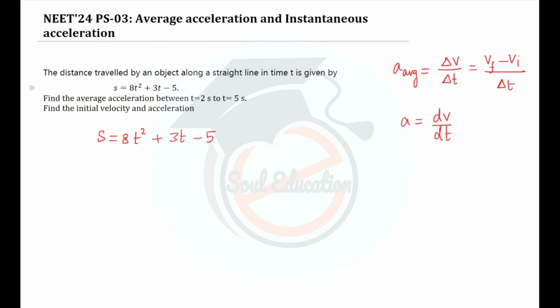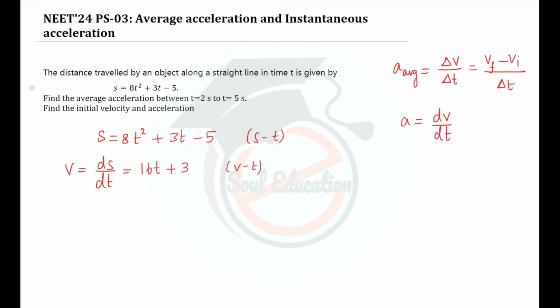So in the question, find the average acceleration between the time t is equal to 2 seconds to t is equal to 5 seconds. The average acceleration formula is change in velocity upon change in time. But what is given is the s-t equation, the displacement time equation. So first, we need to find the velocity time equation. Velocity is nothing but the rate of change of displacement, ds by dt. Once we differentiate, 8t square gives 16t, 3t gives 3, and the constant gives 0. So 16t plus 3. This is the velocity equation, my v-t equation.